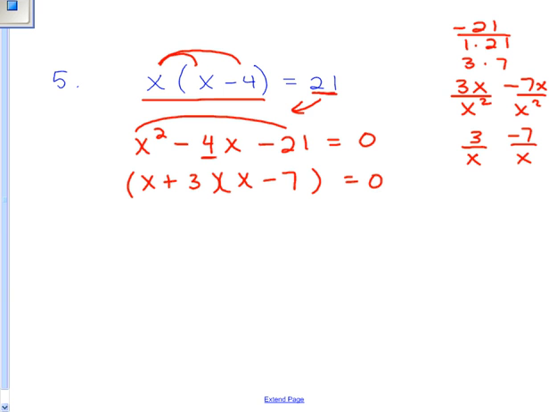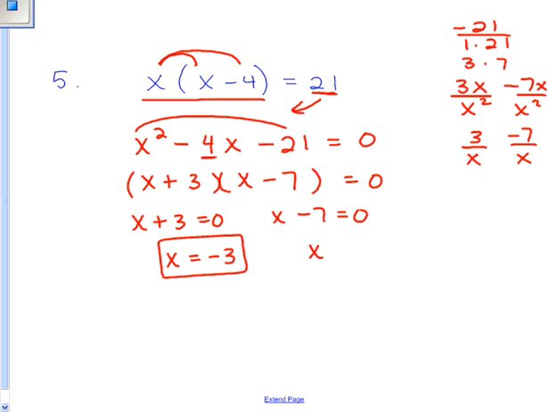So now it's factored. Set each factor equal to 0. And then solve. So subtract 3 here would be x equals negative 3. Add 7, so x equals positive 7. So my two solutions would be negative 3 and 7.